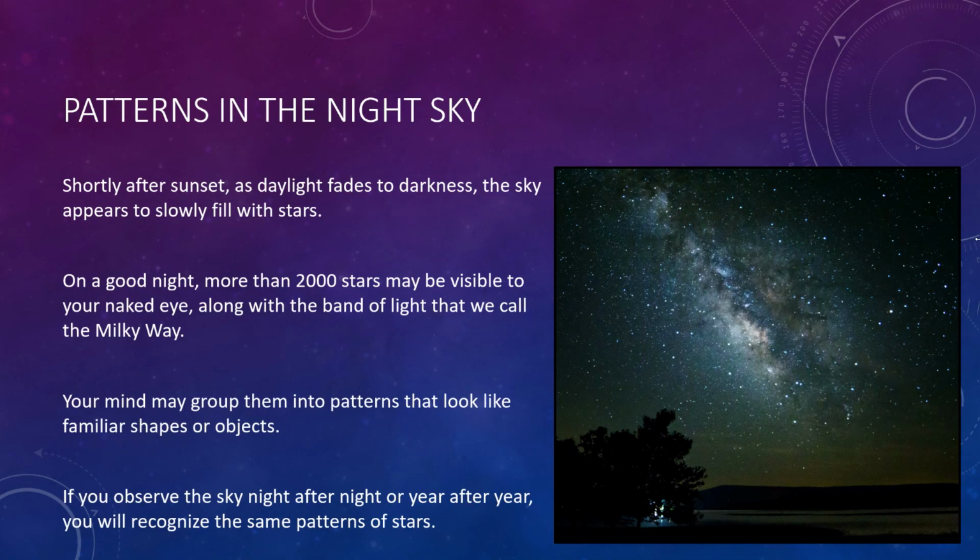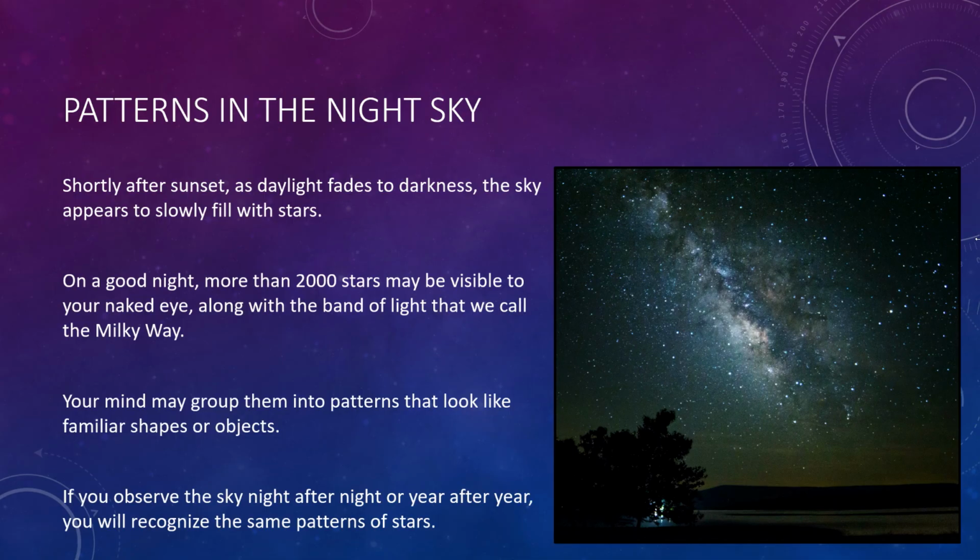Shortly after sunset, as daylight fades to darkness, the sky appears to slowly fill with stars. On clear, moonless nights far from city lights, more than 2,000 individual stars may be visible to your naked eye, along with the whitish band of light that we call the Milky Way. The picture on the right is actually an image I took from Sardis Lake, Oklahoma. So you can see right from top left to bottom right the band of the Milky Way.